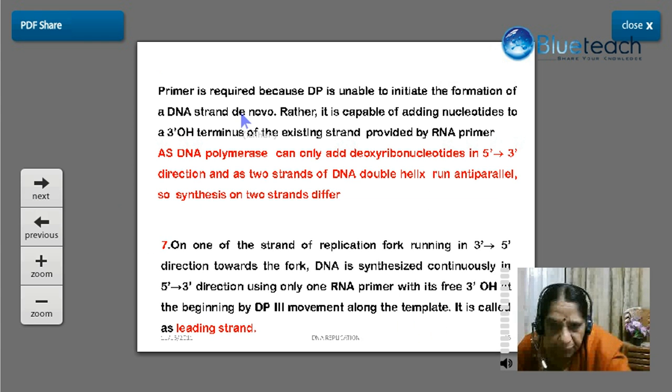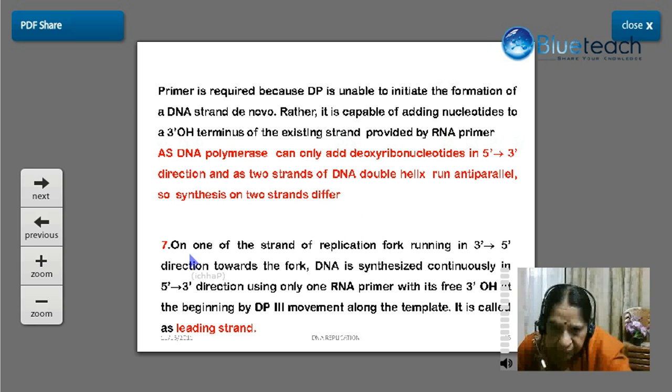A primer is required because DNA polymerase is unable to initiate the formation of a DNA strand de novo. Rather, it is capable of adding nucleotides to a 3'-OH terminus of an existing strand provided by the RNA primer. As DNA polymerase can only add deoxyribonucleotides in the 5' to 3' direction, and as the two strands of the DNA double helix run anti-parallel, synthesis on the two strands differs.